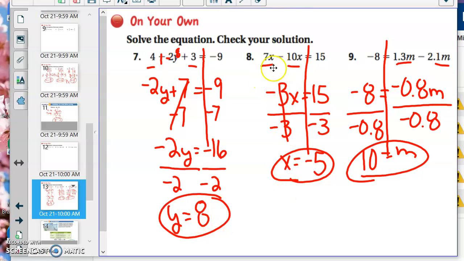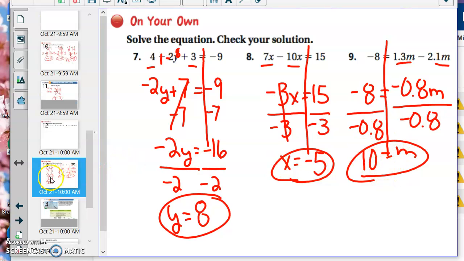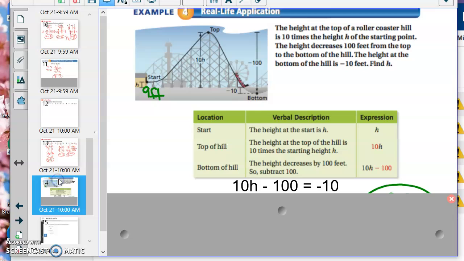This one, I had to combine those like terms. 7x minus 10x is negative 3x. Then I just had to divide by negative 3 on both sides, and that gave me x equals negative 5. Number 9, again, those are like terms. So 1.3 minus 2.1 leaves me with a negative 0.8m. And then I just had to divide by negative 0.8 on both sides, and that left me with my answer of 10. Last one is a real-life application.